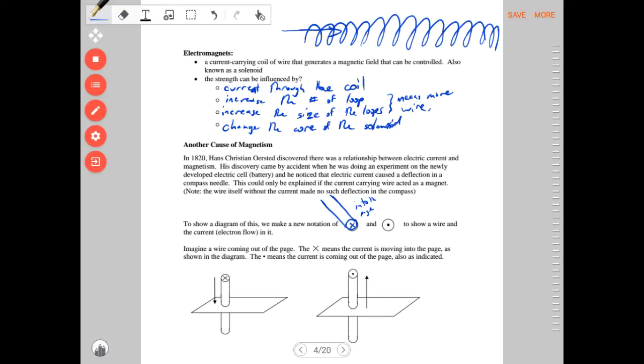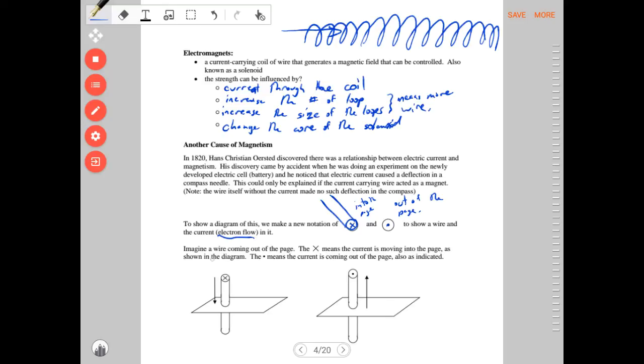Now, this next one's a little morbid, but if you are getting an arrow shot at you, all you really see is the tip of the arrow as it's coming. That's kind of what you focus on. So this little circle represents the tip of the arrow, so that is the current coming out of the page. So now, this new notation, the X going into the page and the dot coming out of the page, is the current or electron flow in the wire.